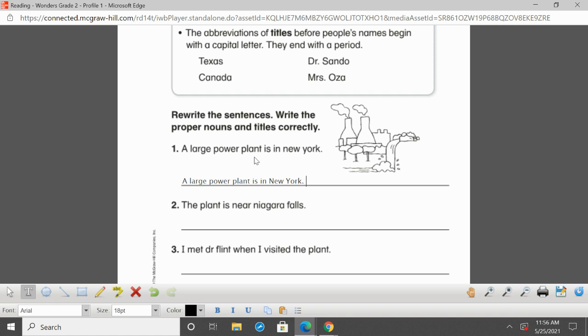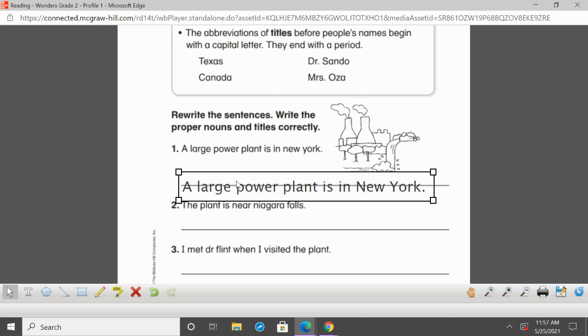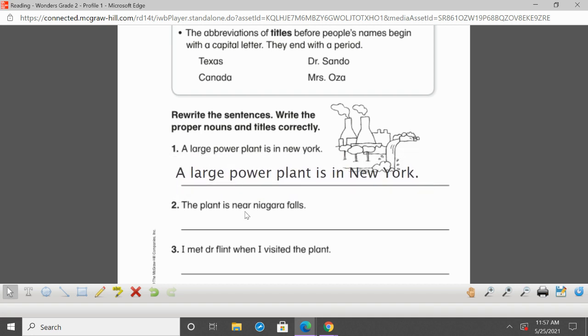What I want you to do is go ahead and grab a piece of paper and a pencil. If you need to pause me while you do that, go ahead. All right, now that you have those, at the top of your paper, write number 1. You don't have to write down the question, but I do want you to write down the answer: a large power plant is in New York. Pause me if you need to while you do that. I'll make this bigger too. There we go. A large power plant is in New York. So go ahead and write that.